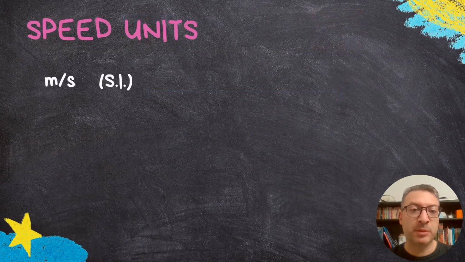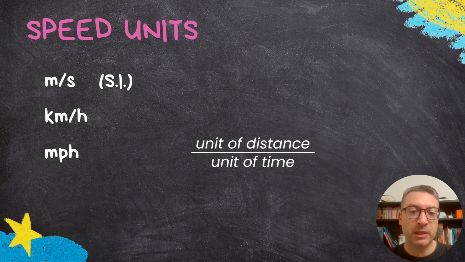We have found that the speed unit is meters per second, which is the unit used in the international system, indicated with SI. Other common units are kilometers per hour and miles per hour. In general, in any scientific work, the unit of speed is expressed as the ratio between a unit of distance divided by a unit of time.